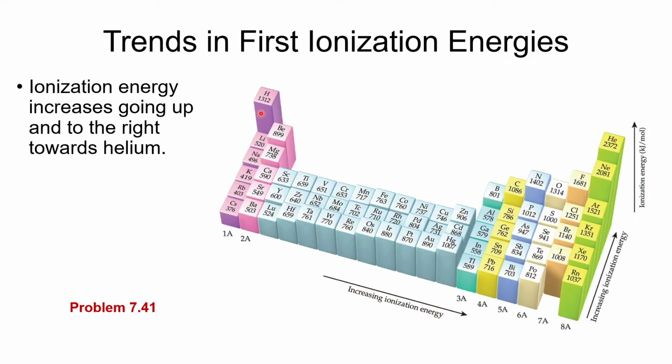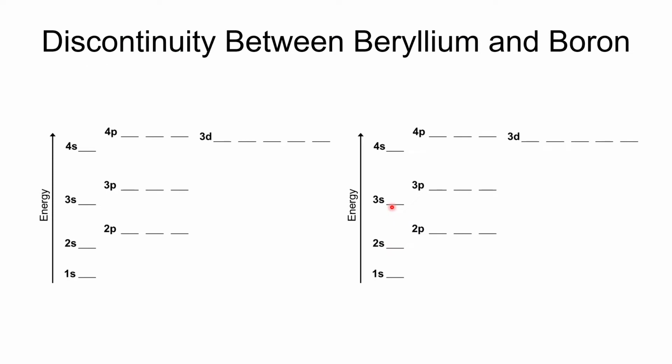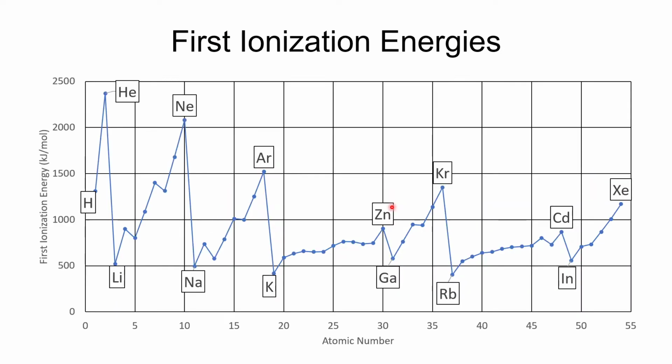All right, so we'll go back and we'll look at the next thing. Now, one thing, there was a discontinuity between beryllium and boron, and I'm going to go back a couple of pages and show you these discontinuities that I'm talking about. So it's generally increasing as we go from left to right, but we get a little dip there between beryllium and boron. We also get another dip between nitrogen and oxygen.